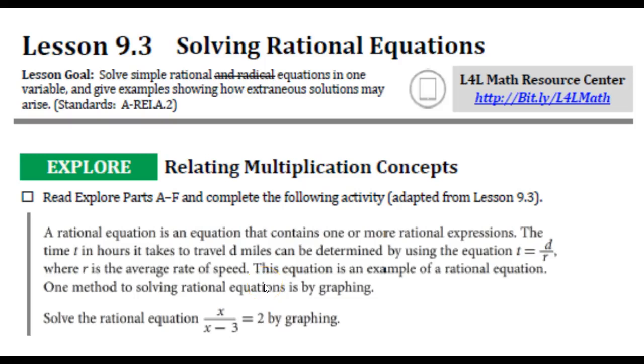Hello and welcome to Wednesday's lesson that we went over for 9.3 Solving Rational Equations. This is the last lesson for the Algebra 2 SGI class. We're going to be solving rational equations. So they give us here, solve the rational equation x over x minus 3 equals 2 by graphing.